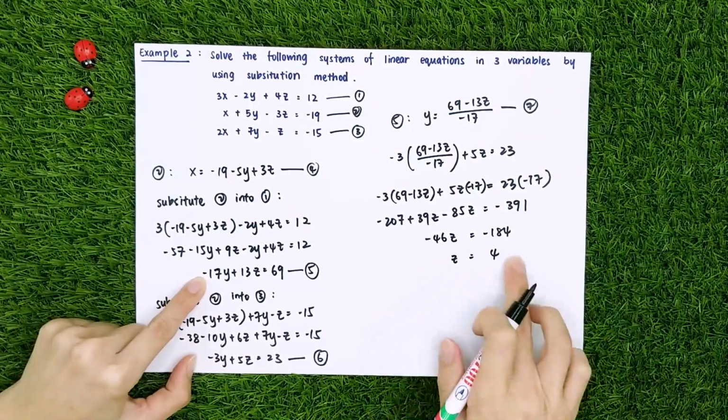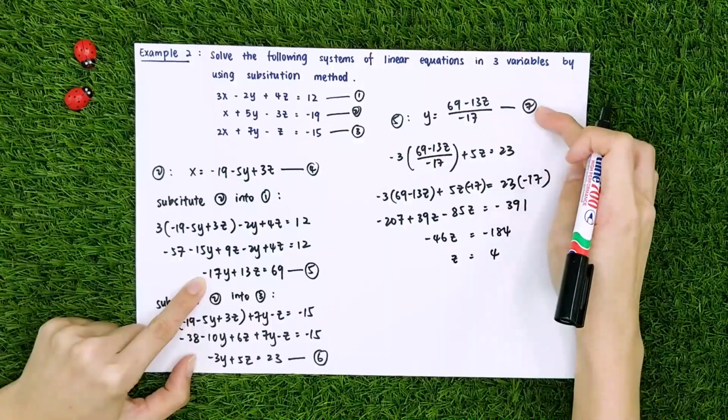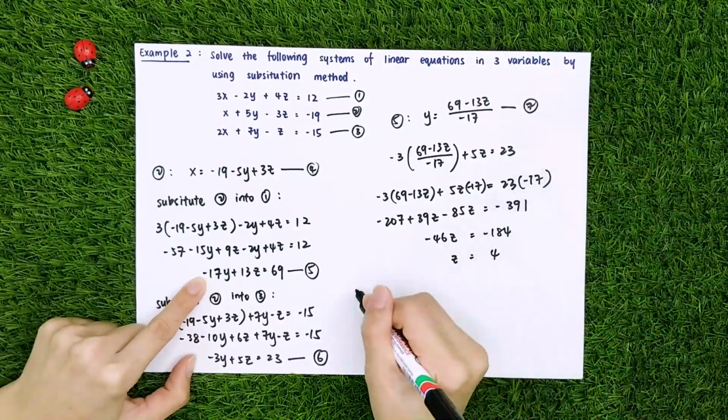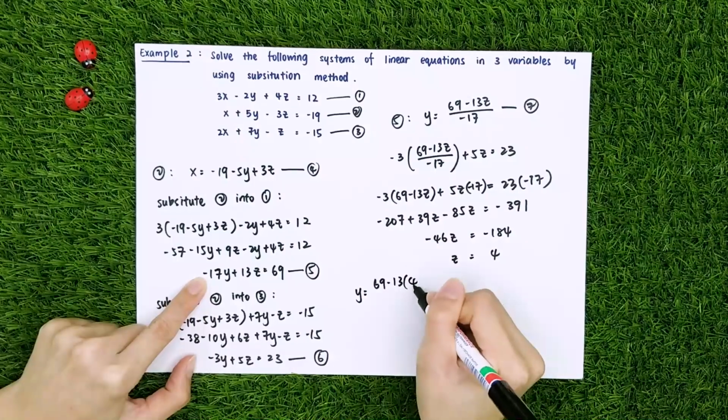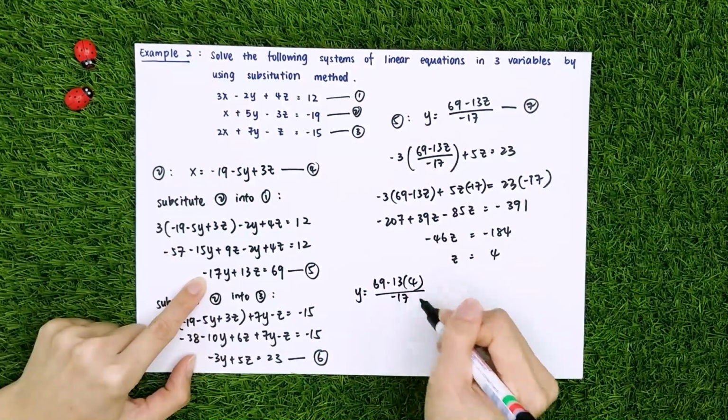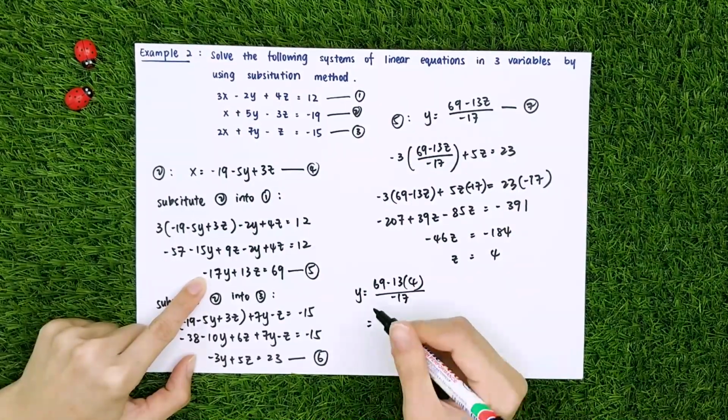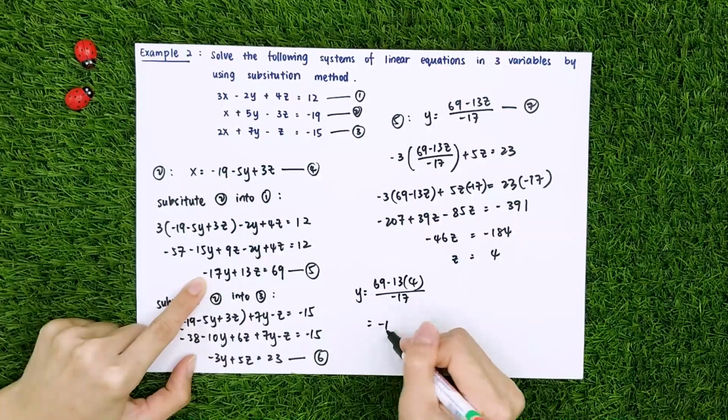After you get your z value, you can substitute into this equation 7. So you can get the value of y. (69 minus 13 times 4) over negative 17. So you will get your value y as negative 1.